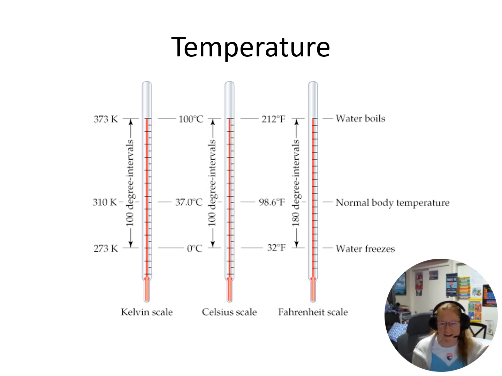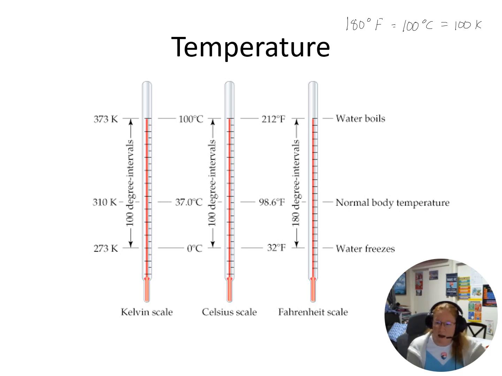But when I look at Fahrenheit, well, water freezes at 32 degrees Fahrenheit and boils at 212. That's 180 degree intervals. So the size of the degree is different. And so I can do an equivalency here, okay? 180 degrees Fahrenheit is equal to 100 degrees Celsius is equal to 100 Kelvin.